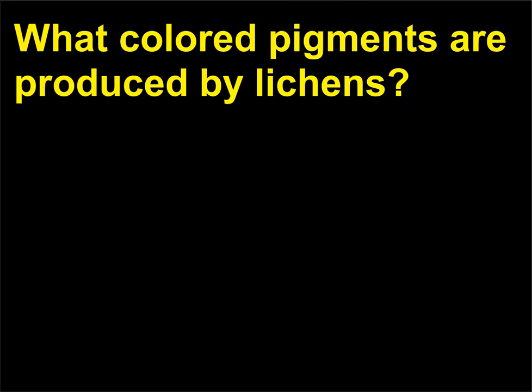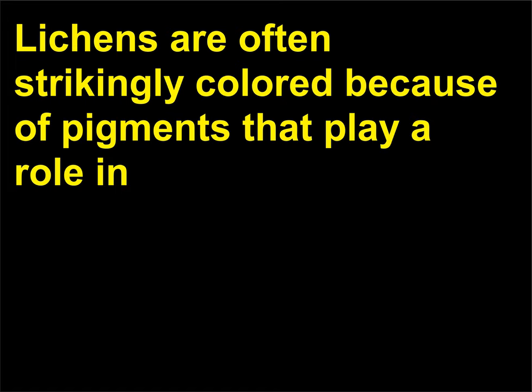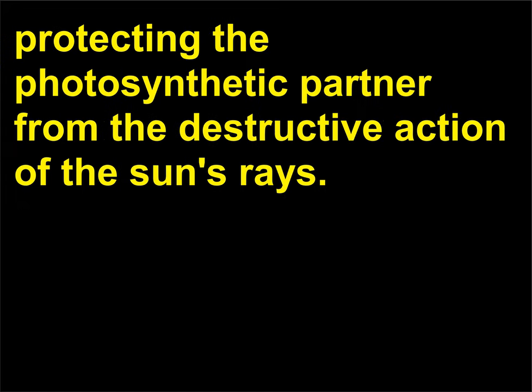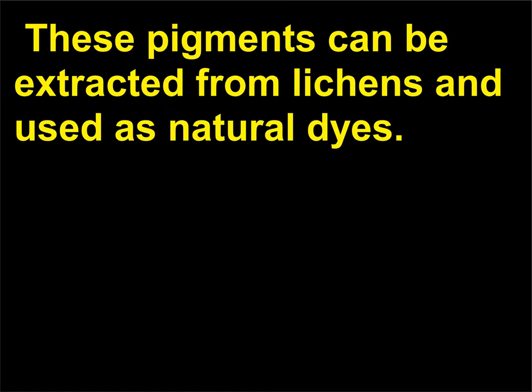What colored pigments are produced by lichens? Lichens are often strikingly colored because of pigments that play a role in protecting the photosynthetic partner from the destructive action of the sun's rays. These pigments can be extracted from lichens and used as natural dyes.